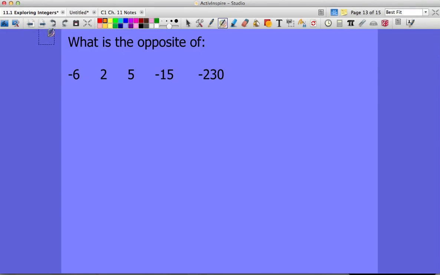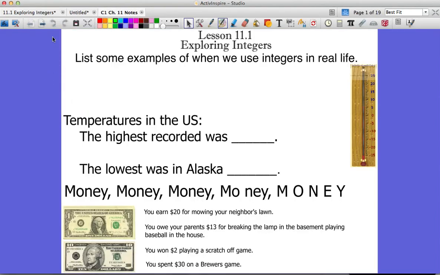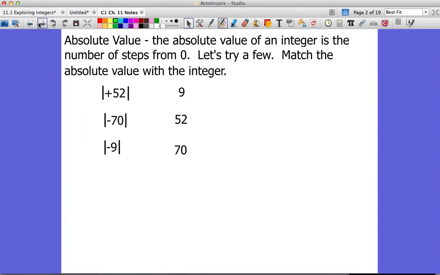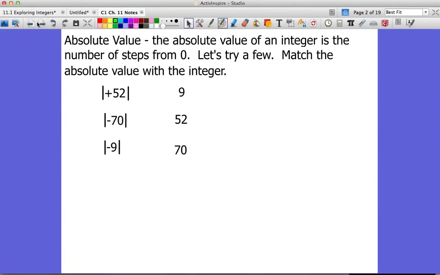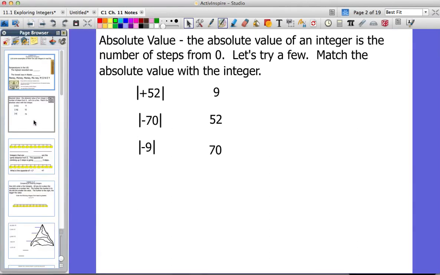Okay. I want you to find the opposite of these 6 numbers. I want you to do this on your own, and this is the last question that I want you to answer on Edmodo. So just to recap, I want you to make sure that you have posted on Edmodo your answers to the C-level questions, your answers to the opposites questions, and your answers to the absolute value questions.